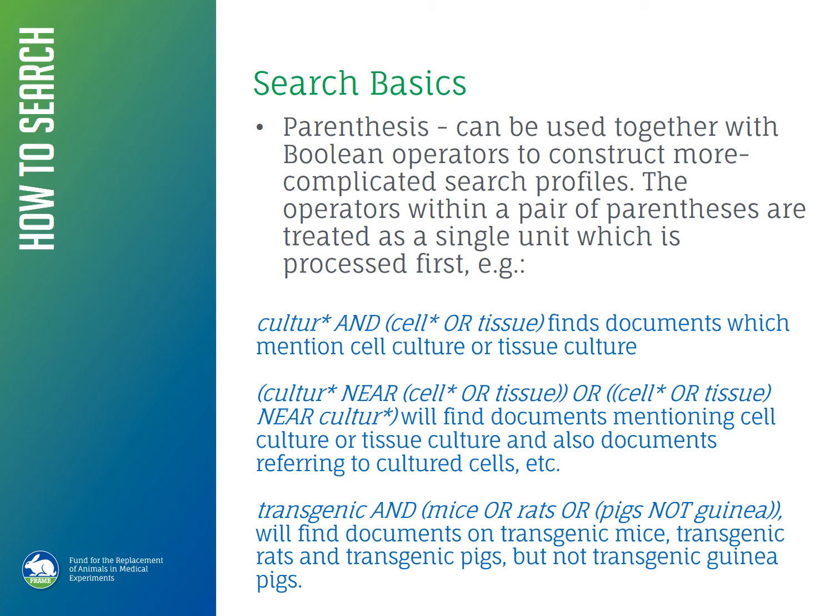In some databases and search engines, parentheses can be used together with Boolean operators to construct more complicated search profiles. The operators within a pair of brackets are treated as a single unit which is processed first. For example, to find documents which mention cell culture or tissue culture, you can use culture* AND (cell* OR tissue). Note the use of truncation to cover the variants such as cultured, culturing, cultures and cells.